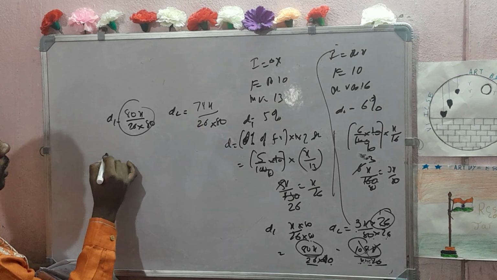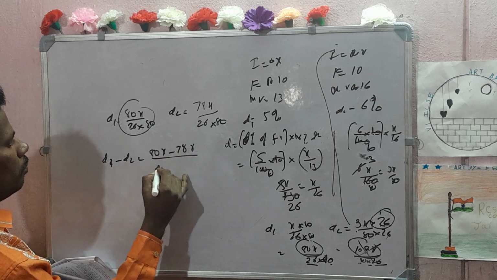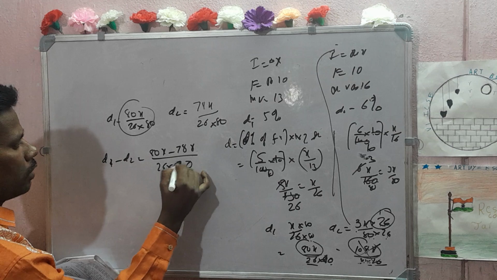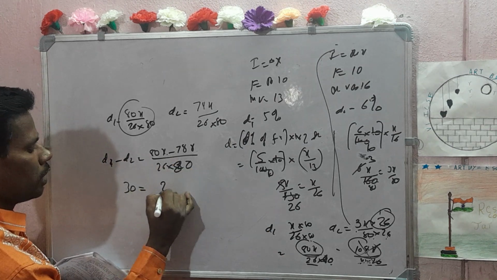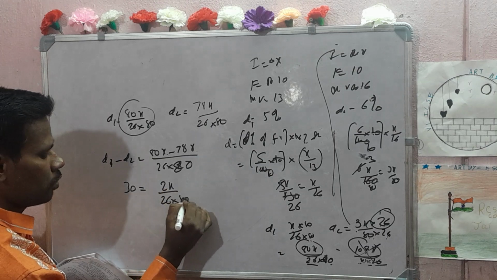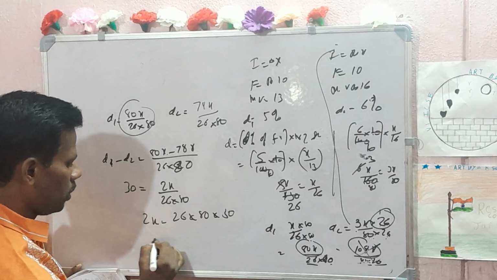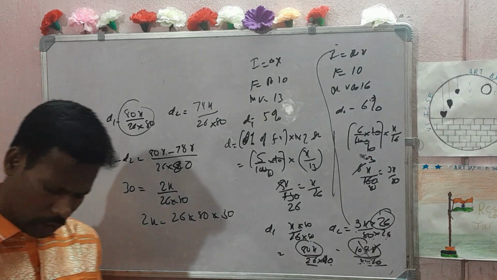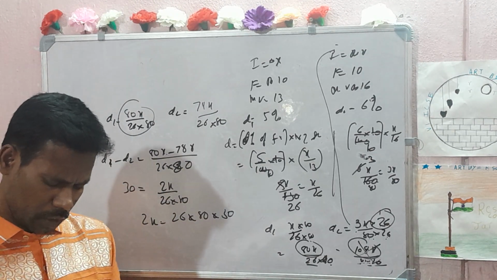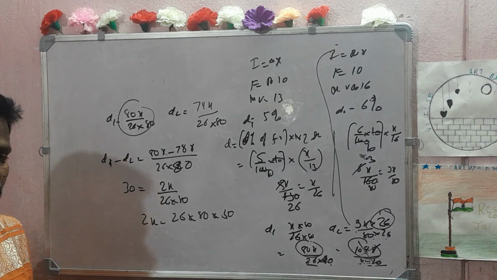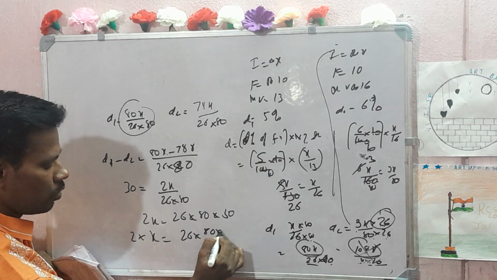Find the difference between the returns. So difference means D1 minus D2, that is 80x minus 78x by 26 into 80. So D1 minus D2, what is the difference? Already they gave 30 in the question. 80 minus 78 is 2x. So this is nothing but 2x is equal to 26 into 80 into 30. So he is asking what? Find how much in all does he invest. So he is investing in two shares, no? Two shares, 2 into x is equal to 26 into 80 into 30.